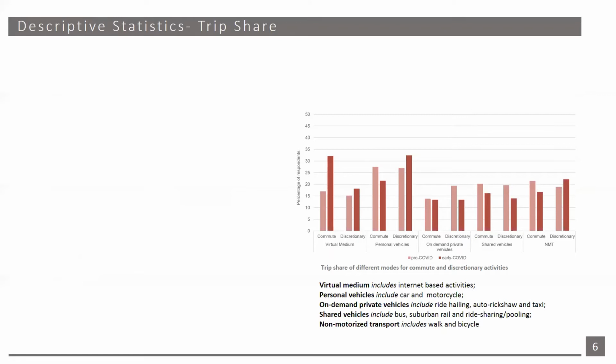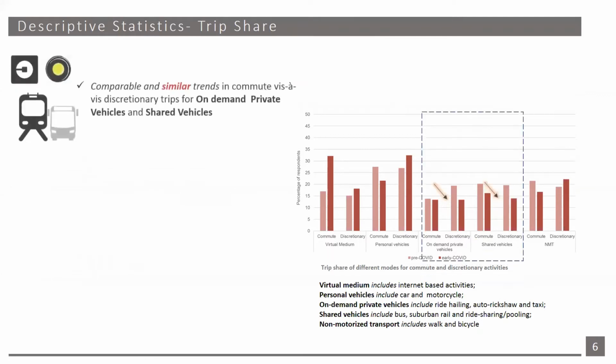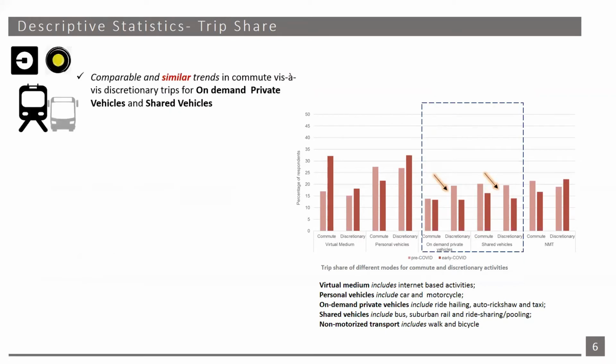Based on the characteristic similarity of various modes, we grouped them into 5 major categories, which have been mentioned just below the figure. And when we tried to observe the trend, how it changed from pre-COVID to early COVID period, and whether this changing pattern is similar or different for commute vis-a-vis discretionary trips, we found some interesting facts. For example, we observed that for on-demand private vehicles and shared vehicles, use has gone down, and it has a very similar trend for both commute and discretionary trips.